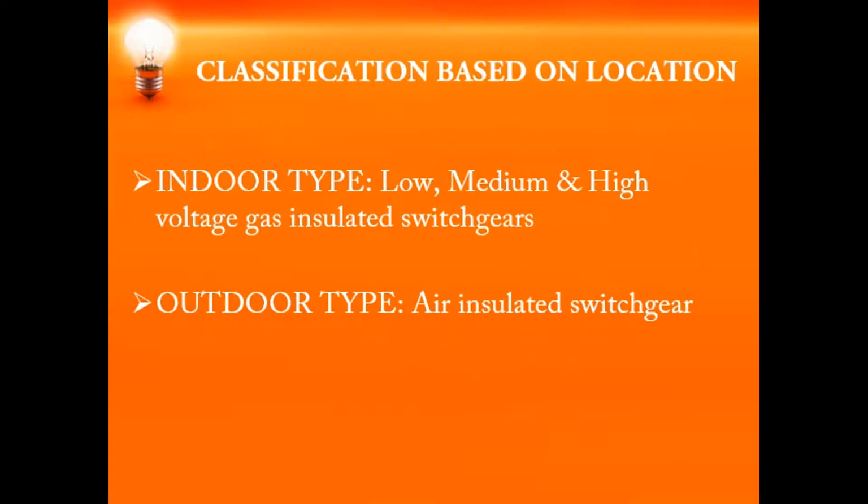765 kV. And based on the location, the circuit breaker can be mounted either indoor or outdoor. An example of a circuit breaker located inside is low, medium and high voltage gas insulated switchgears, whereas for the outdoor type, an example is air insulated switchgears. So if air is the medium, usually it is located outside.